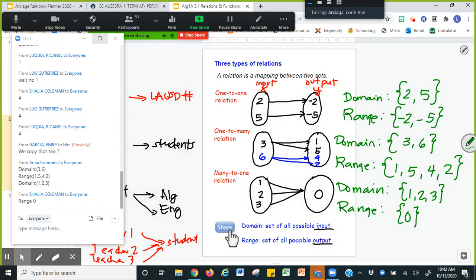Okay, so what will happen if a number is repeated? So let's say if you look at this one, 6 was used twice, but Anna did not repeat it 2 times in the domain. So if a number is repeated, like in a one to many, you don't have to write it 2 times. You don't have to say 3, 3, 6, 6. So all you need to do is write it once. Okay? All right, so go ahead and finish your notes on that one before I move on to the next slide.